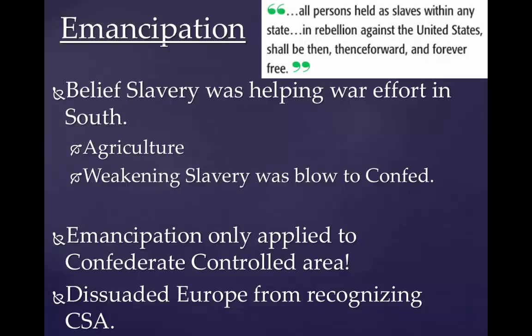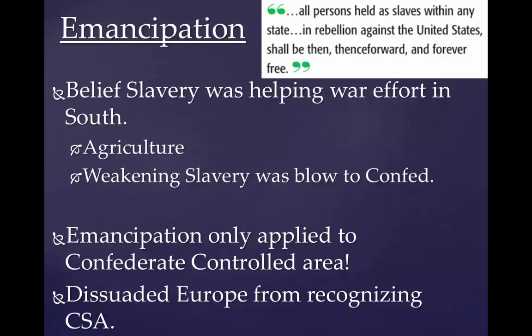So what does that mean? Does this free all slaves everywhere? Does it free them in the North? Does it free them in the South? Border states? What's the deal? Really, ultimately, this only applied to Confederate-controlled areas. And that right there is like a whoa for some people. It's like, I thought the Emancipation freed everybody, and that's not true.